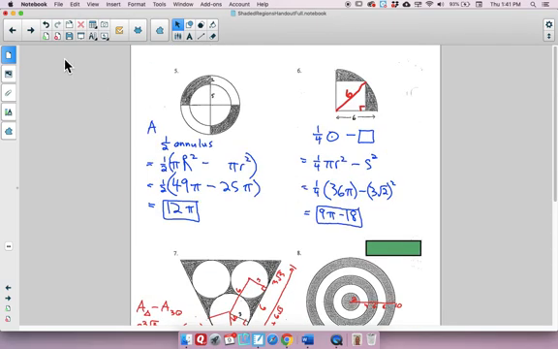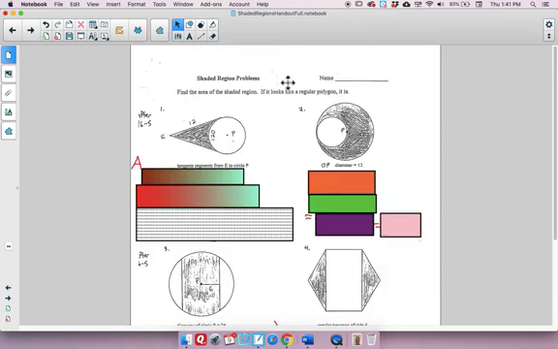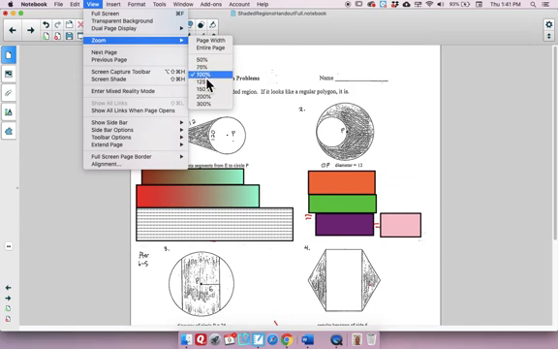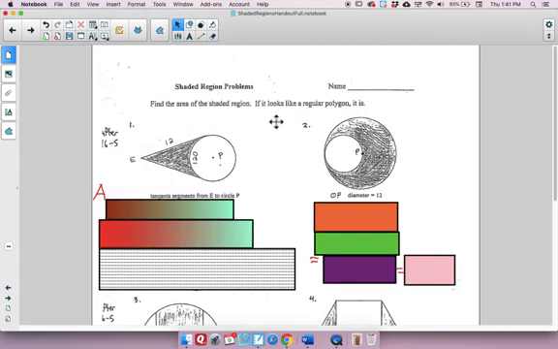Okay, moving along to the other sheet, the one entitled Shaded Regions. I'm going to go ahead and increase the size back up on this. Okay, so we're going to skip number 1. Let's go to number 2. And again, find the area of the shaded region. If it looks like a regular polygon, it is. All right, so go ahead and try number 2.